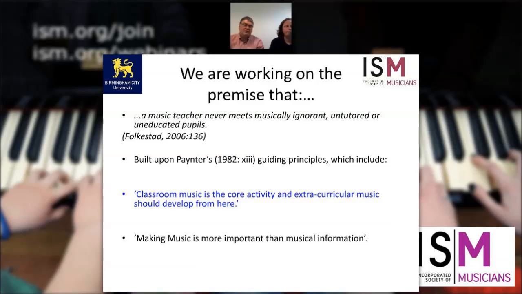One of the problems we have is that the word music covers so many things. At its very simplest, music for some people is notation on the page. Music for other people is sounds in the air. So when we talk about music, one of the problems for educators is being quite clear on what we're actually talking about. One of the guiding principles for us is the one on this last bullet here: making music is more important than musical information.